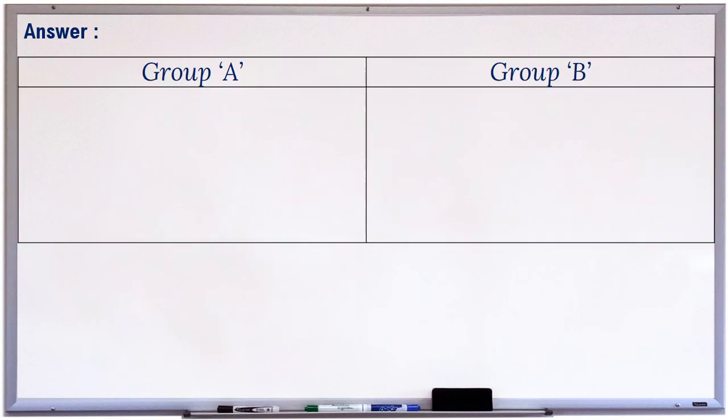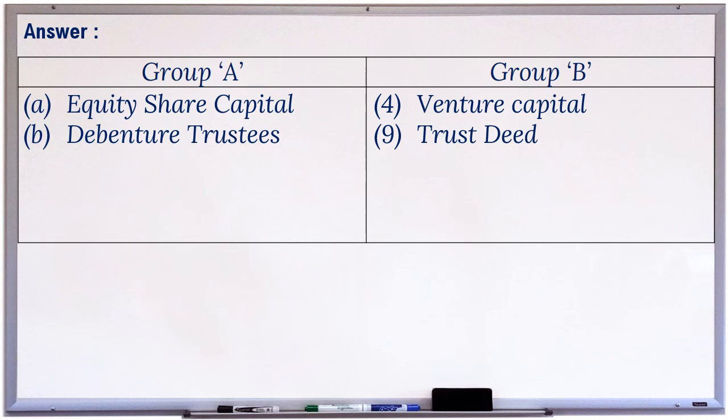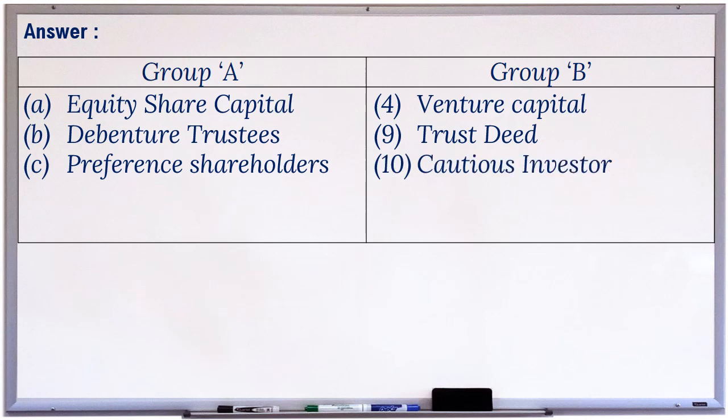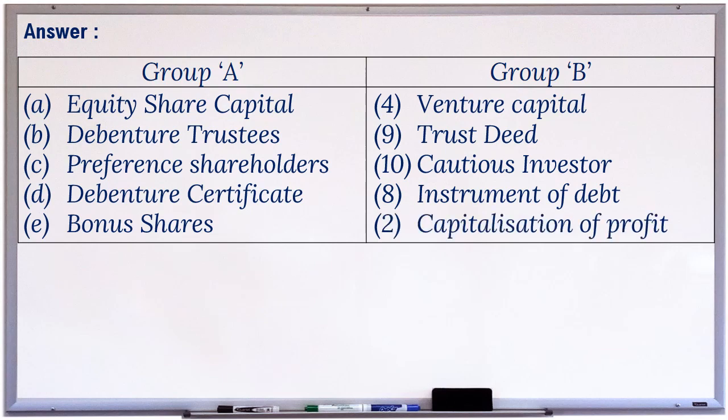Answer. A. Equity share capital, 4. Venture capital. B. Debenture trustees, 9. Trust deed. C. Preference shareholders, 10. Cautious investor. D. Debenture certificate, 8. Instrument of debt. E. Bonus shares, 2. Capitalization of profit.